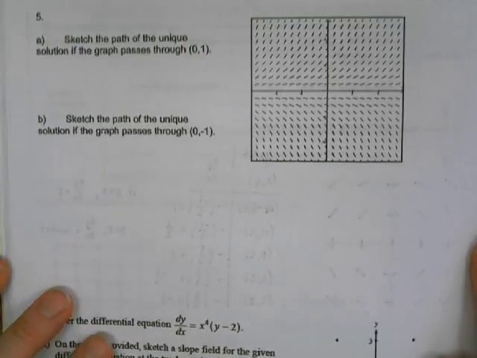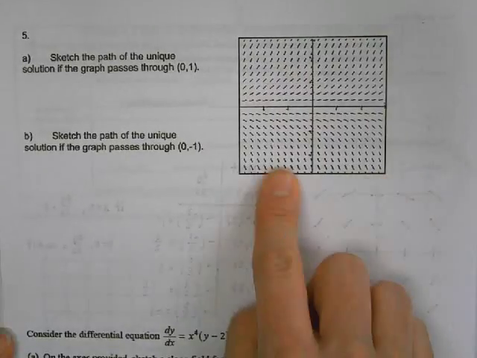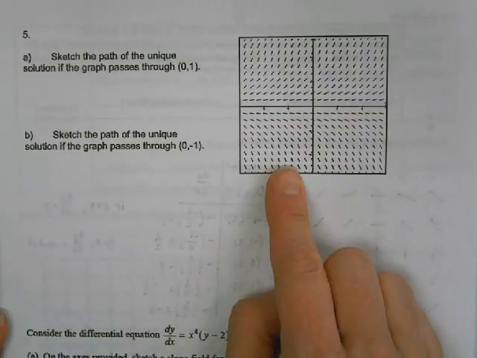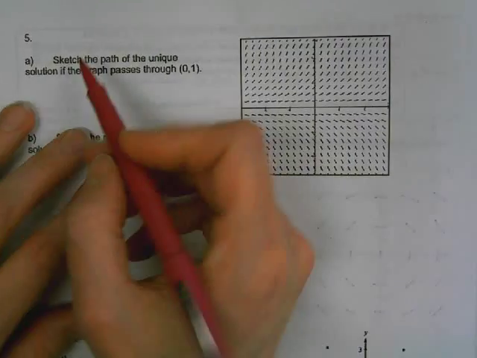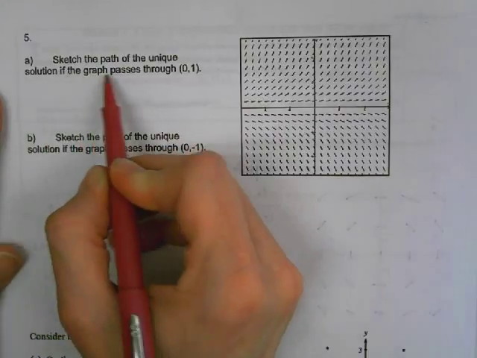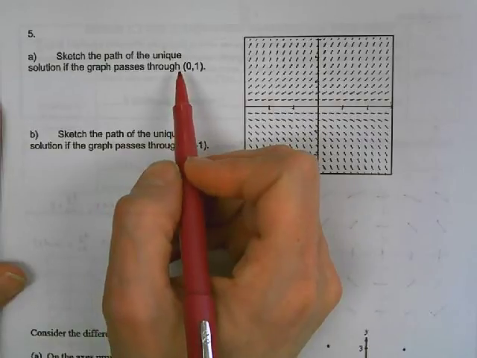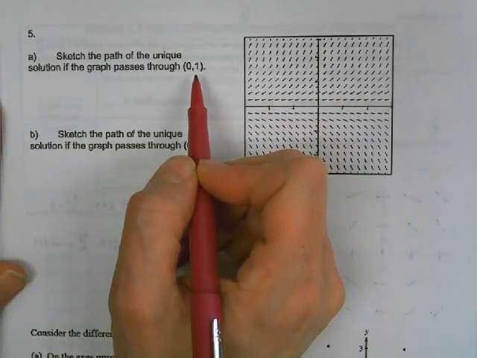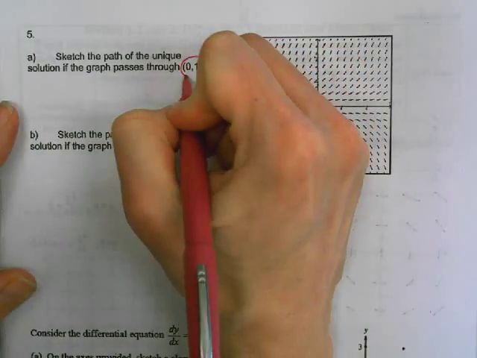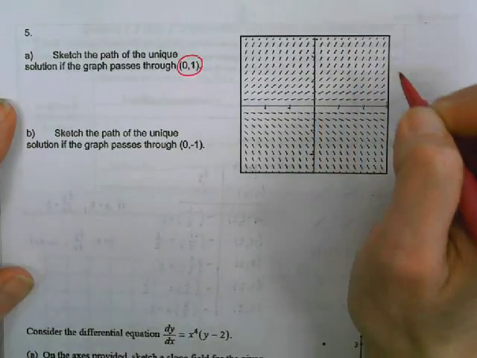So here's the first piece. Now, they've provided in this case the slope field, so they've given you the solution or the graph of the solutions to a differential equation. And what they may ask you to do is to sketch the path of the unique solution if the graph passes through 0, 1. So in other words, if we could solve the differential equation with this initial value, what would that graph look like? So the place to start here is we want to find the point 0, 1.